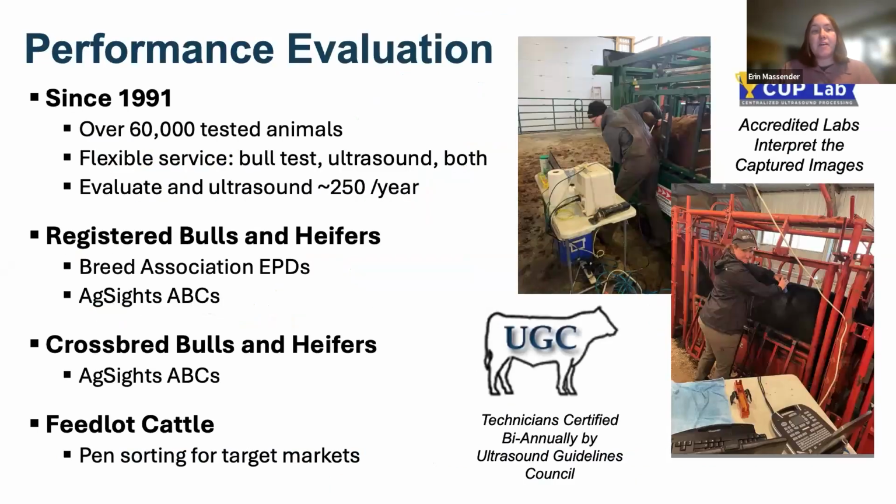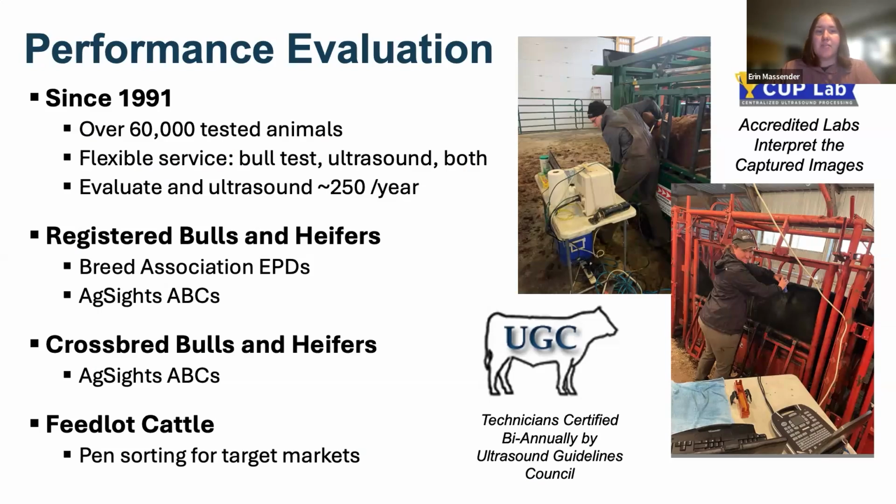In terms of performance evaluation, we've offered this service since 1991, and I did see some familiar names on the call tonight that have probably been testing bulls since right about the beginning there. We've tested over 60,000 animals. And we do have a flexible service. Some people just look at growth rates and growth evaluation. Some do ultrasound and some do both. Today we evaluate with ultrasound about 250 bulls within Ontario per year and then others in other jurisdictions as well.